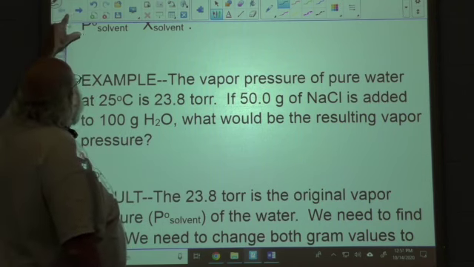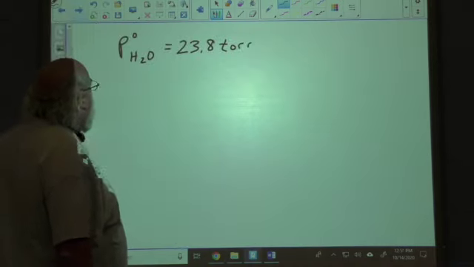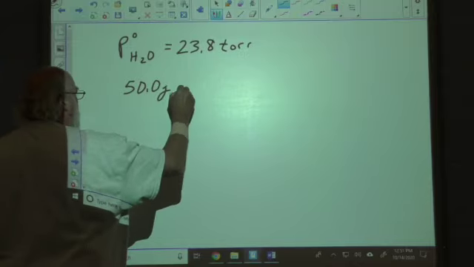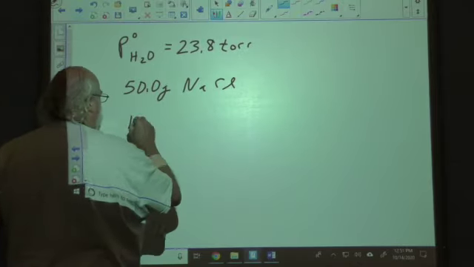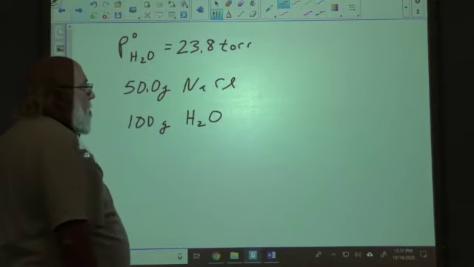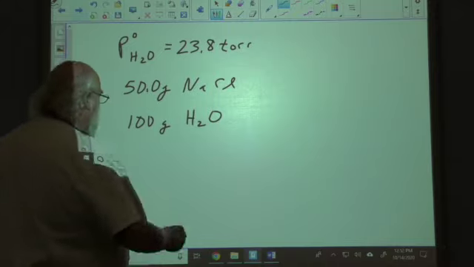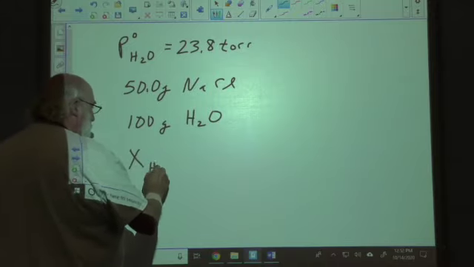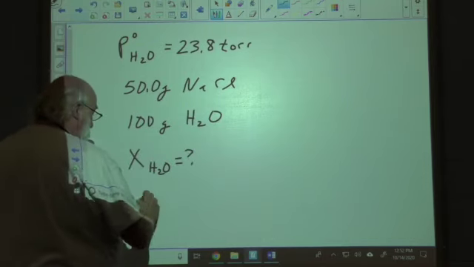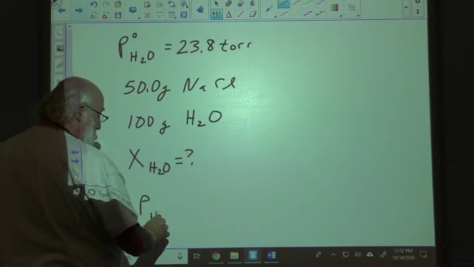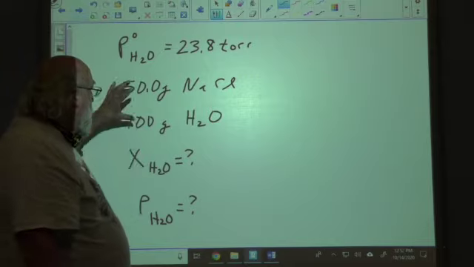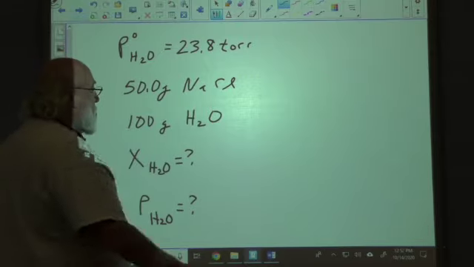We've got 50.0 grams of NaCl and 100 grams of water. And since we're involving vapor pressure of water, this is what we actually need to find out in order to get to the new pressure of the H2O. What's the new vapor pressure going to be? Okay, so in order to find this out, we have to change both of these to moles.